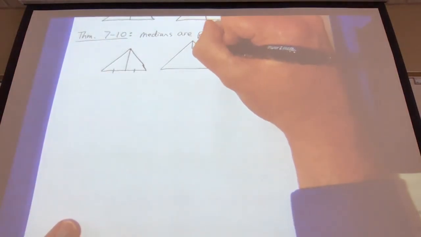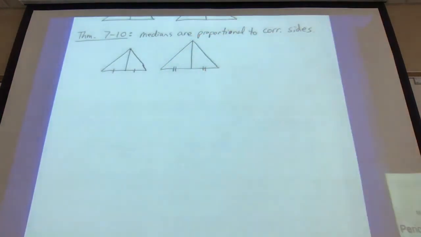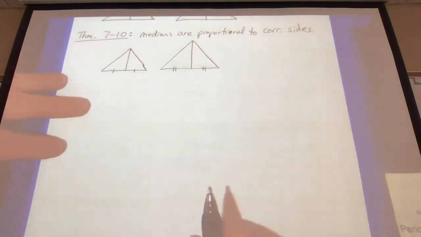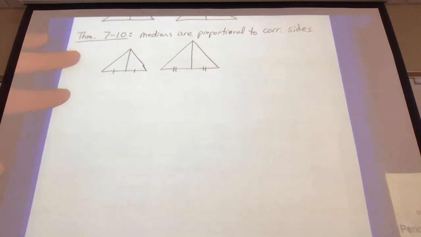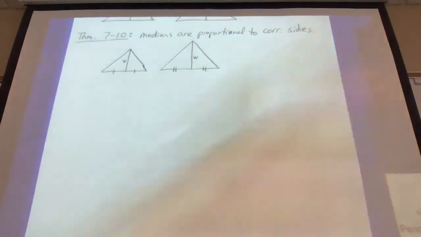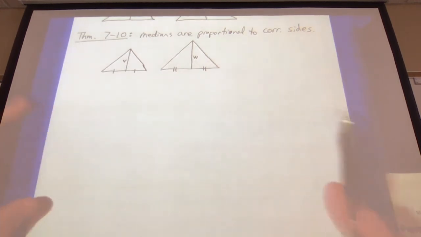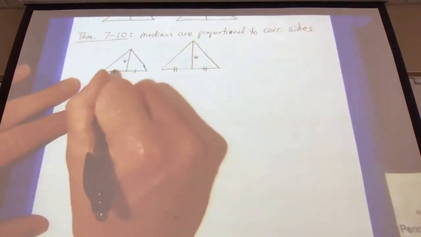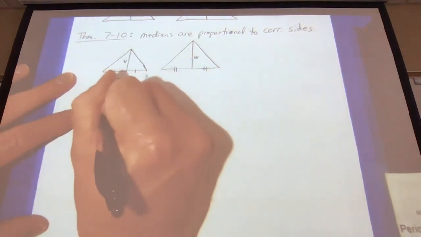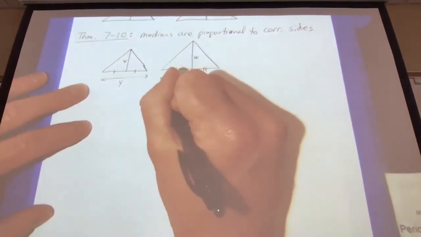I'm going to do the same thing over here. Segment coming out of the top vertex, it's going to hit the middle of the opposite side. I'm going to call those two medians V and W. And the medians are going to be proportional to a set of corresponding sides. This time I'm going to go with the bottom sides. This bottom side, we're going to call that Y. We're going to call this bottom side Z.